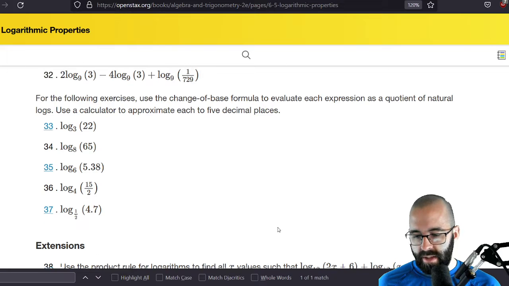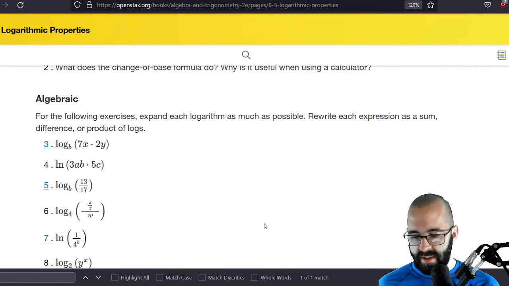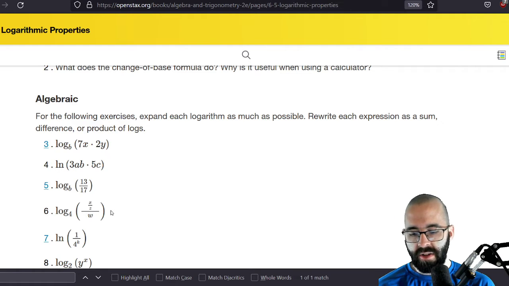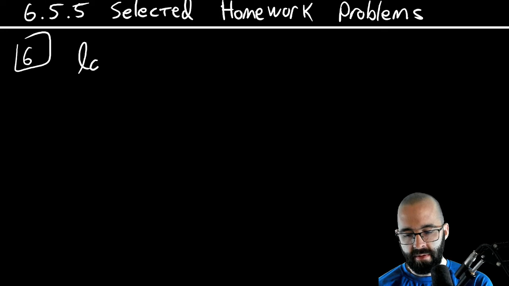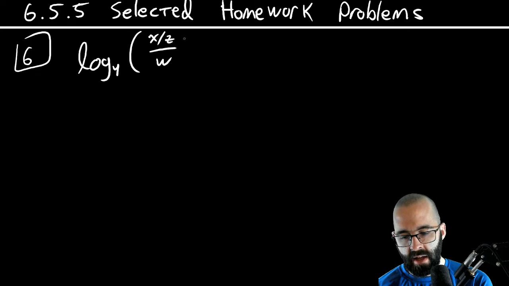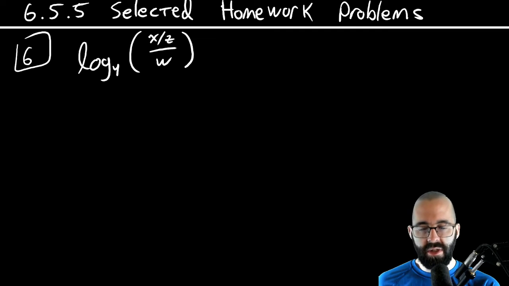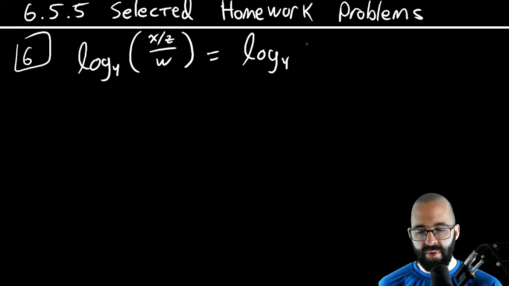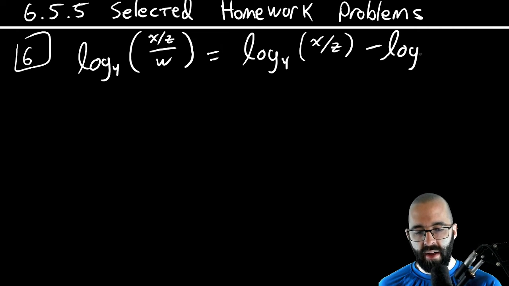Number 6 in the book says, expand each logarithm as much as possible. Log base 4 of x over z over w. And it wants us to expand this as much as possible. We're going to use the quotient rule. You could simplify the inside first, but you don't have to. The quotient rule says it is the log of the numerator minus the log of the denominator.